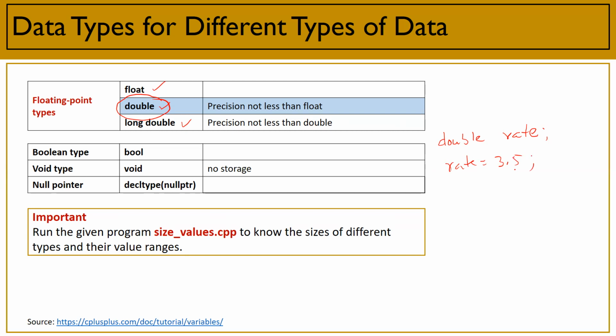And then we have the Boolean type. For Boolean type, we use bool as a data type. And then there are other types like void and decltype. Here I have uploaded a program called size_values.cpp, and I would encourage you to run this program on your computer to know the different types and their value ranges. I would encourage you to try that.